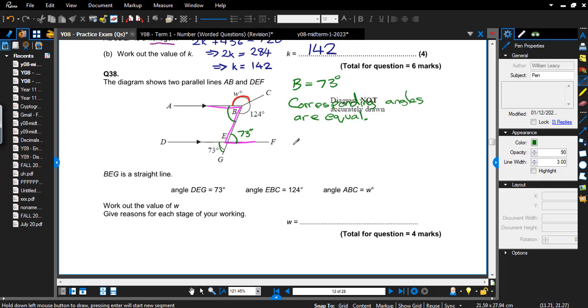So you could do this, or we could go the other way. Let's just call this star so we know what we're talking about. For star, star equals 73 degrees. How do we know that? Because vertically opposite angles are equal. And then 73 and B, well, they're alternate angles, aren't they? So you could say B equals 73 degrees because alternate angles are equal.